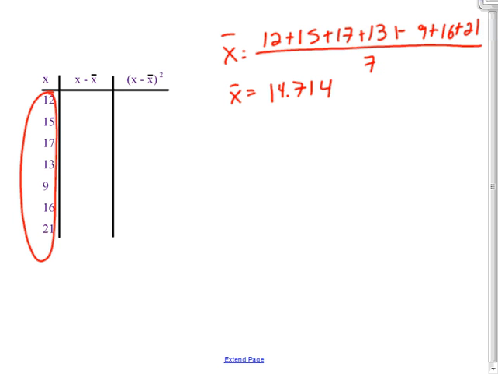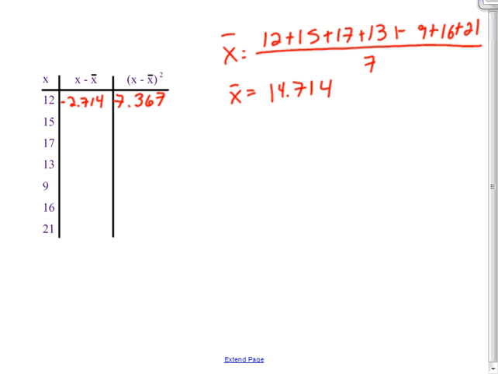So now I'm going to take each of my x values and subtract x bar. So I'm going to take 12 and subtract 14.714. That's going to go in that second column, and then I'm going to square it to go into this third column. Now maybe you want to do all of these steps at one time. It's up to you. This is just a way to organize it. So when I subtract, I get negative 2.714. Now I'm going to square that right away, so I don't have to do it again, which is 7.367.